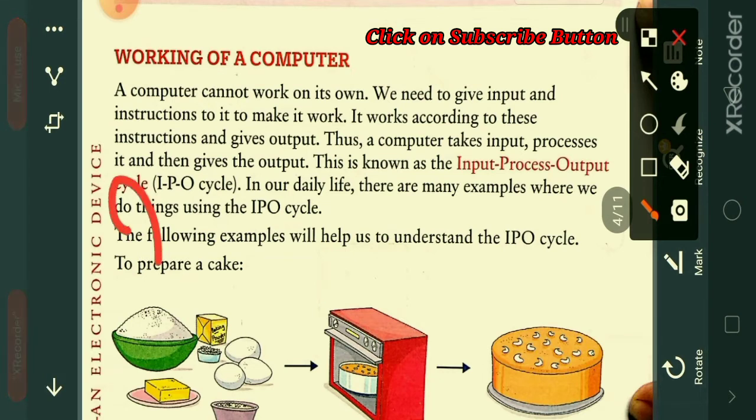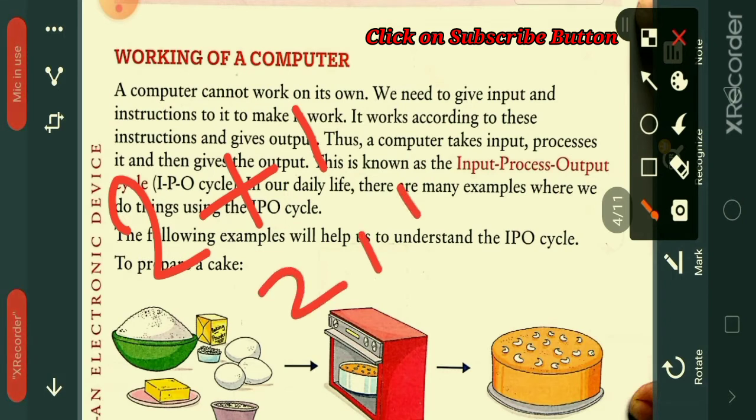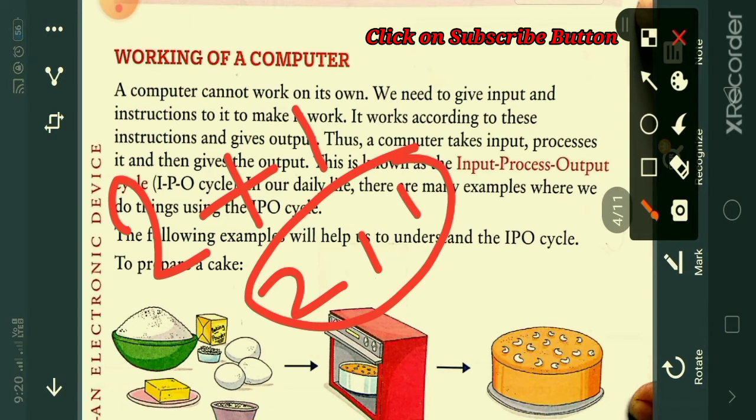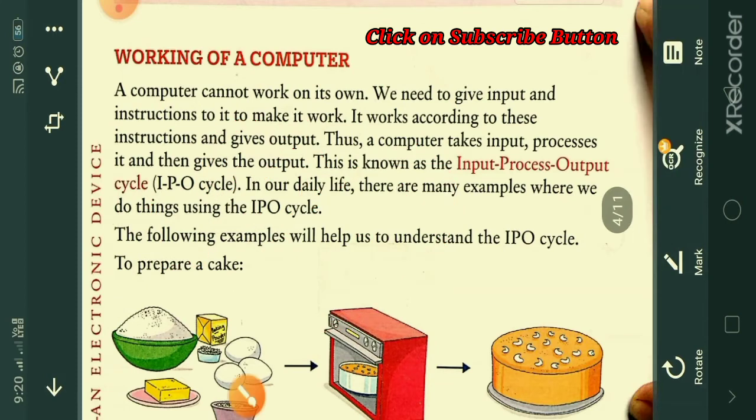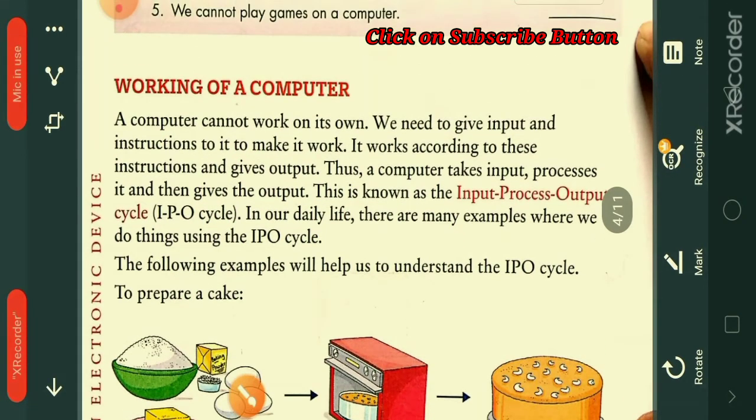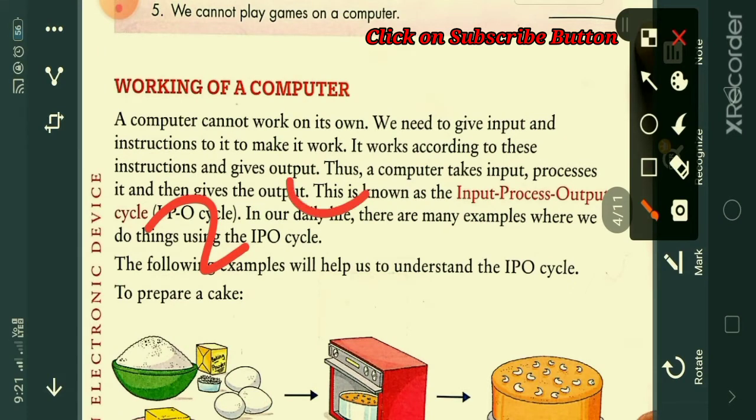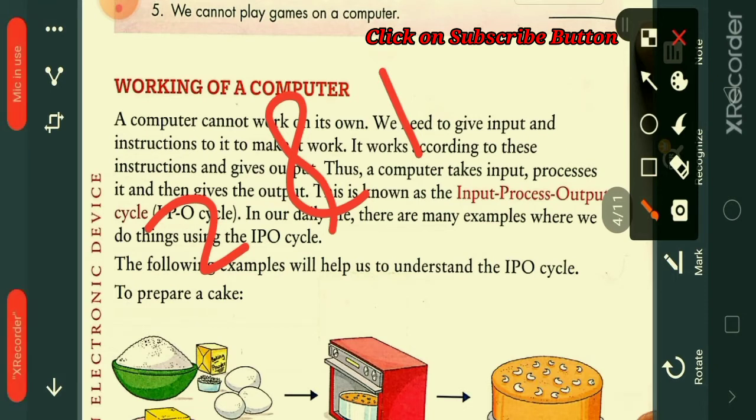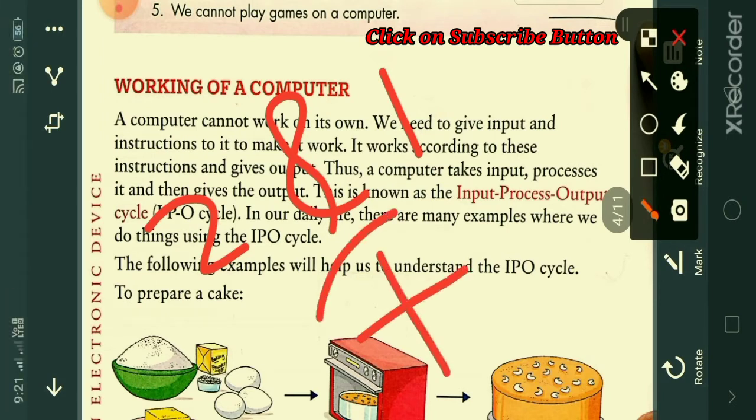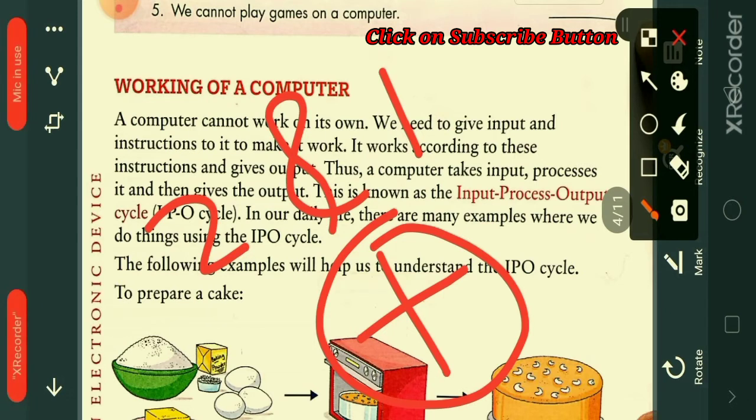Suppose if you want to add 2 plus 1, then 2 comma 1, these both are known as data, and this plus symbol is known as an instruction. Data means here you are going to add the numbers 2 and 1, right? So 2 and 1 are the data. And what do you want to tell your computer by having these data? Yes, you want to add these data. So this plus symbol is known as the instruction to the computer.